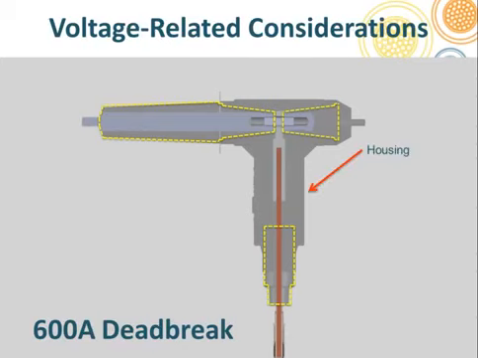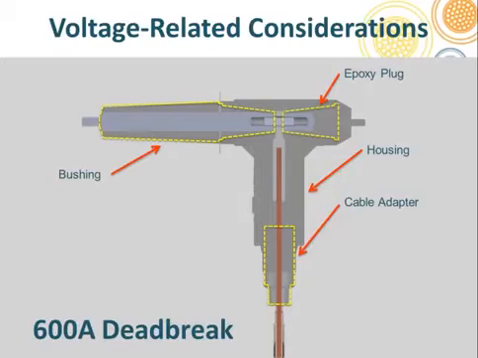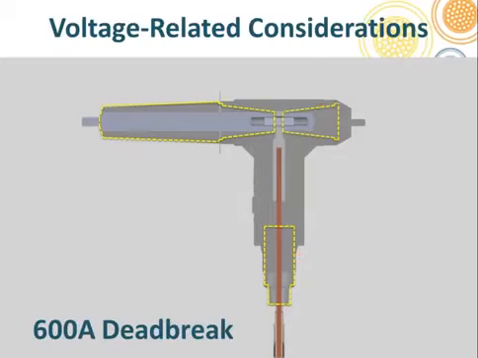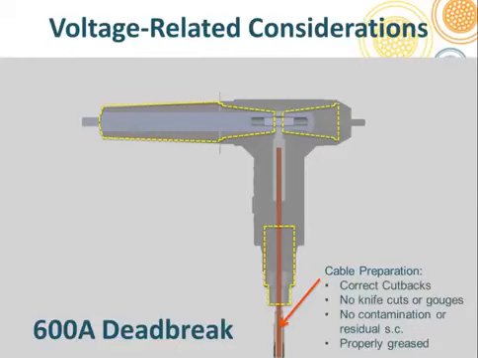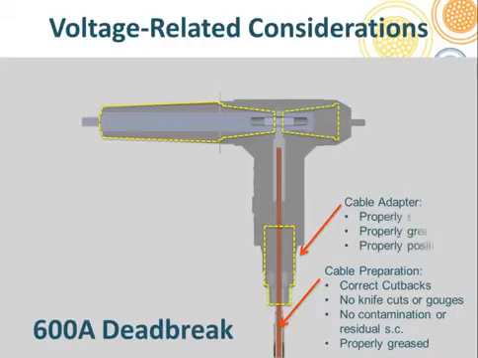So, in the 600 amp dead break connectors, we've identified the housing, the bushing, and the epoxy plug, and the cable adapter. Cable preparation, there's no sense in going through that again. Exactly the same thing as we just talked about. The cable adapter, we've talked about this also. Cable adapters have a sizing just like the elbows. You've got to make sure it's sized properly, greased properly, positioned properly.